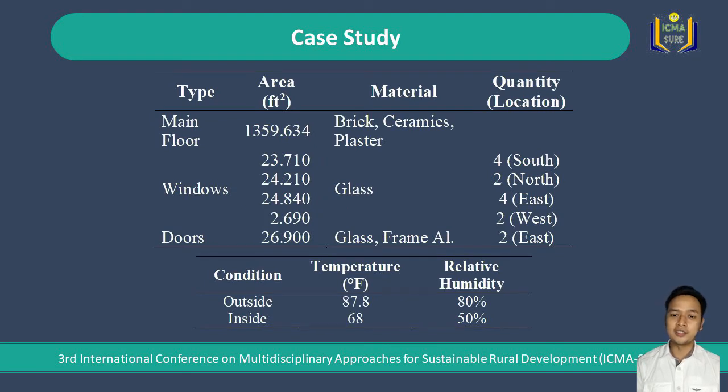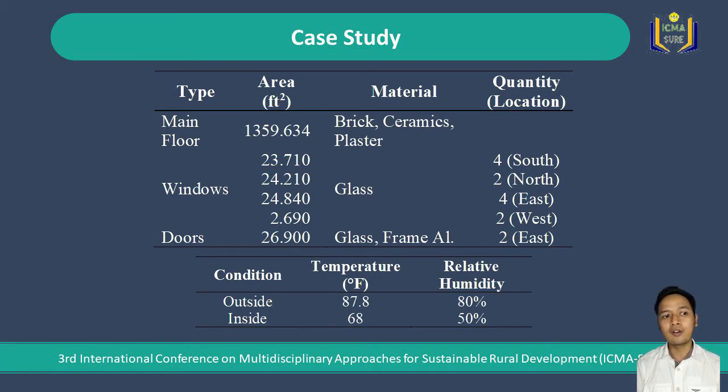In the case study, we determine the cooling load capacity of MASTEK Mosque. First, the type of wall we can define: main floor, windows, and doors. After that, we determine the material of the wall.